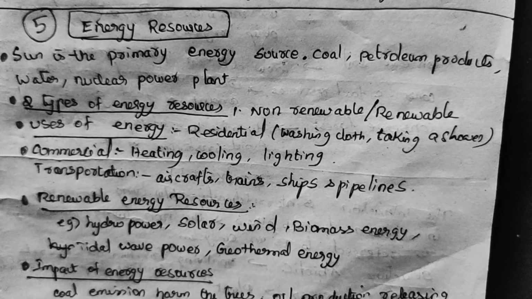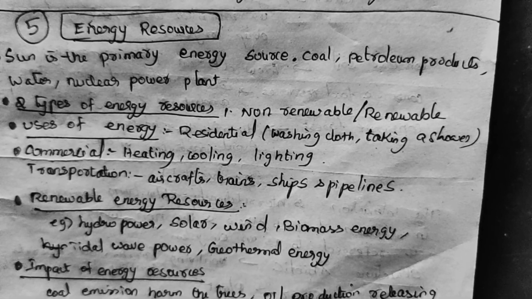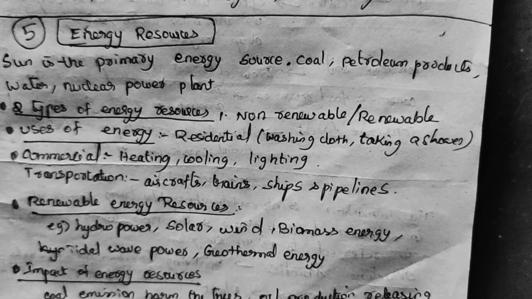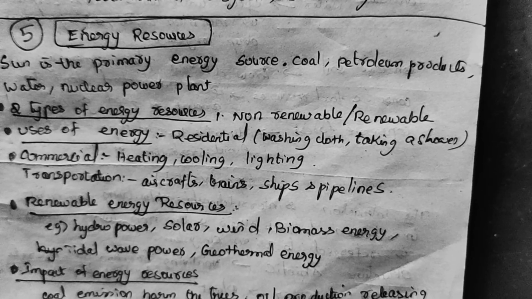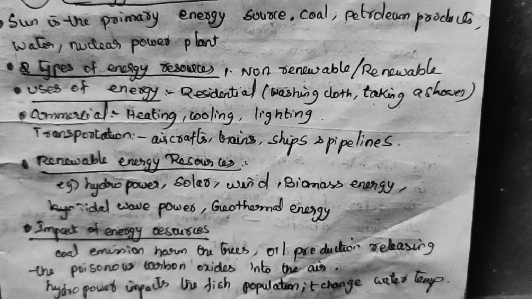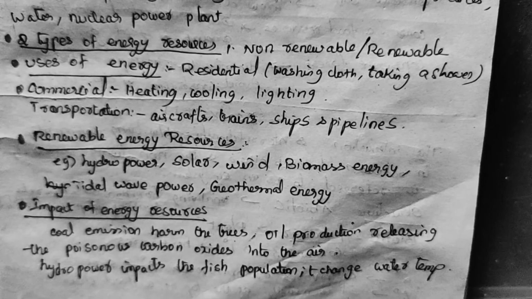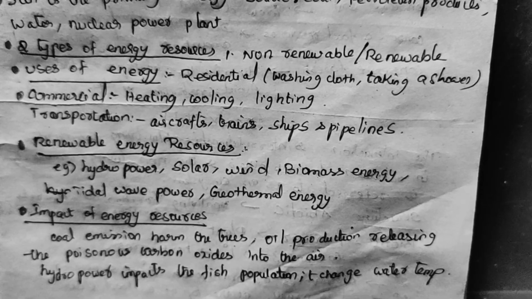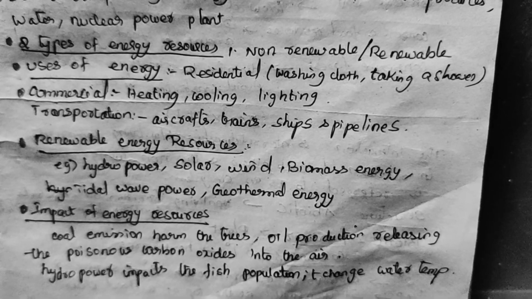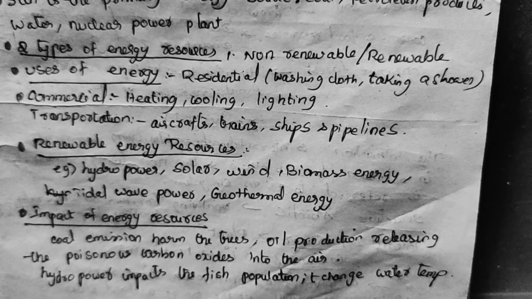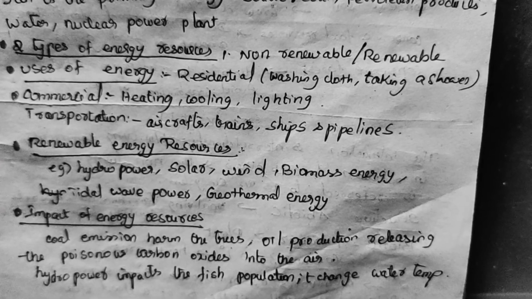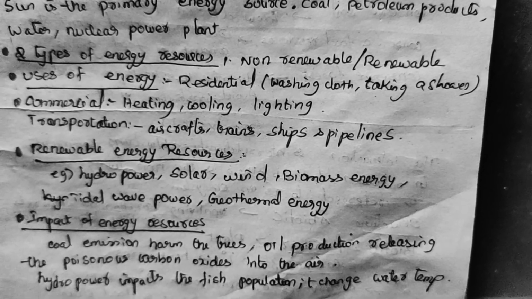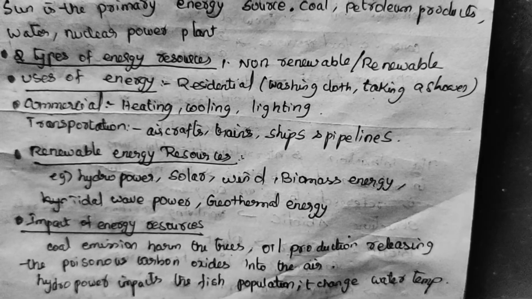And renewable energy resources, for example, hydropower, solar, wind, biomass energy, tidal wave power, and geothermal energy. And what are the impacts of energy resources? So impact means what are the problems? Okay, so coal emissions harm the trees. So what will happen when coal is emitted? The trees are affected. This is the first one. And another one, oil production. So what will happen? It releases a poisonous gas, carbon dioxide, into the air. And second one, hydropower impacts the fish population, and it will change the water temperature also.